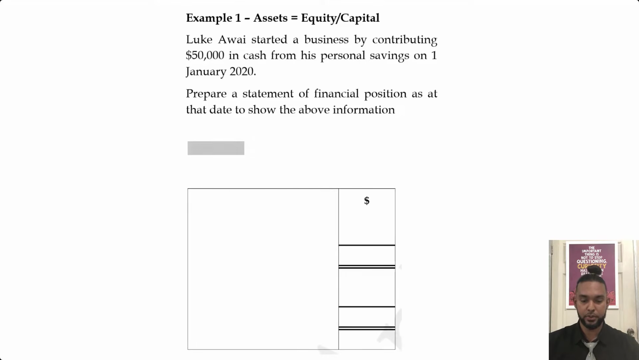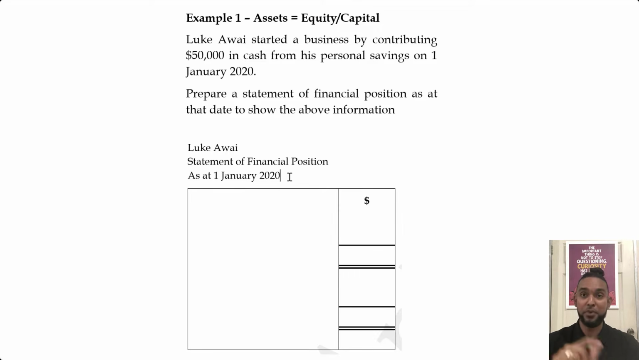So we're going to start with Luca Y, that's the name of the entity, then statement of financial position or balance sheet, and as at 1 Jan 2020. Now it's as at and not for the year ended, right? Because a balance sheet is giving information at a point in time, not for a period of time. Think of a balance sheet as a selfie and think of an income statement like a video, right?